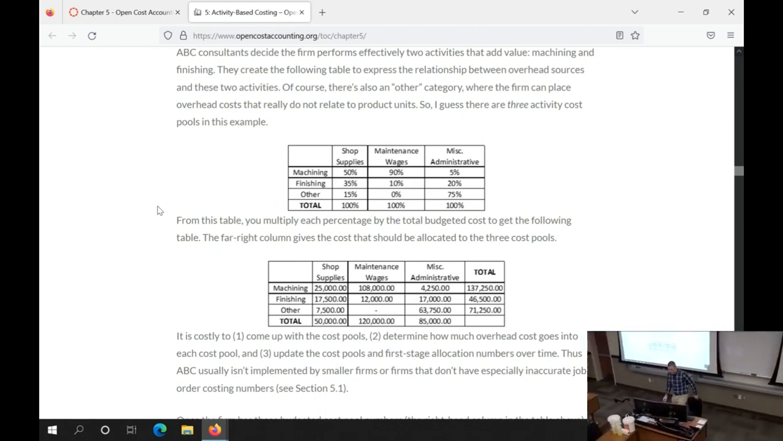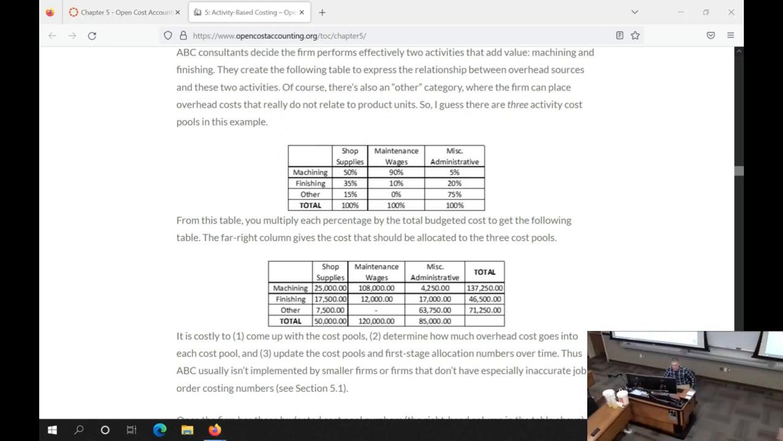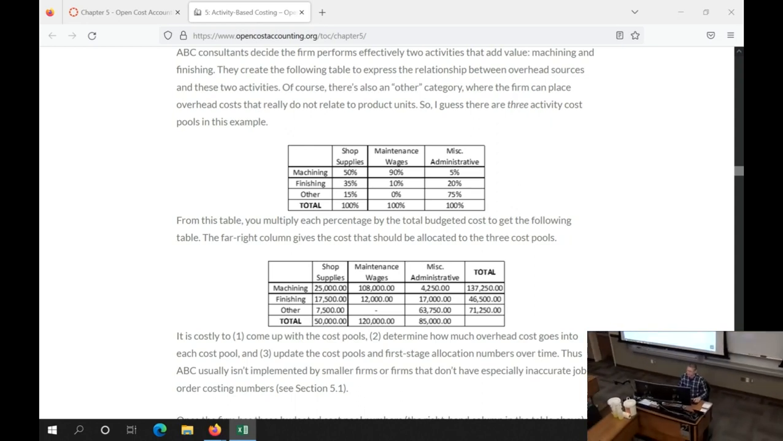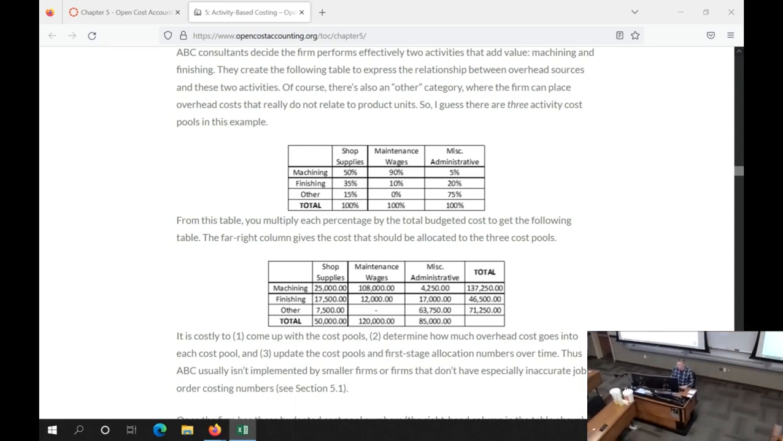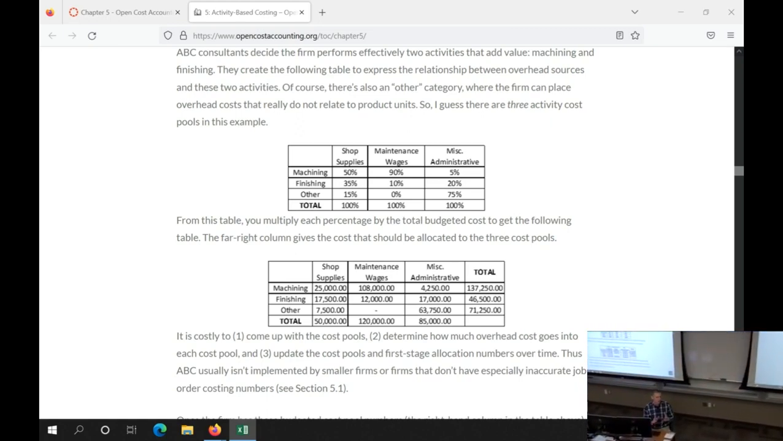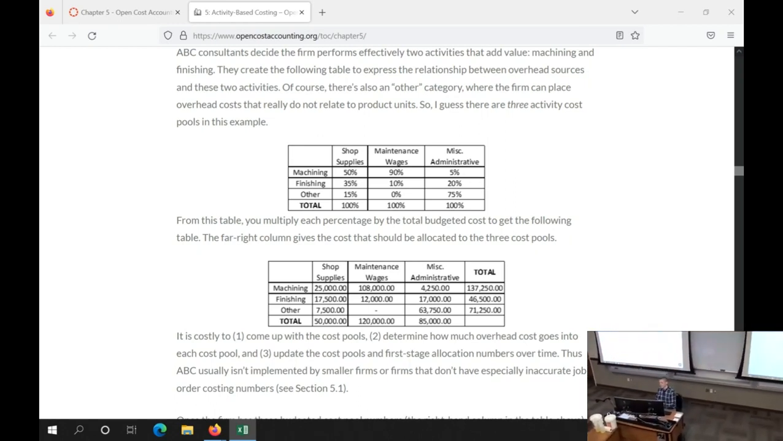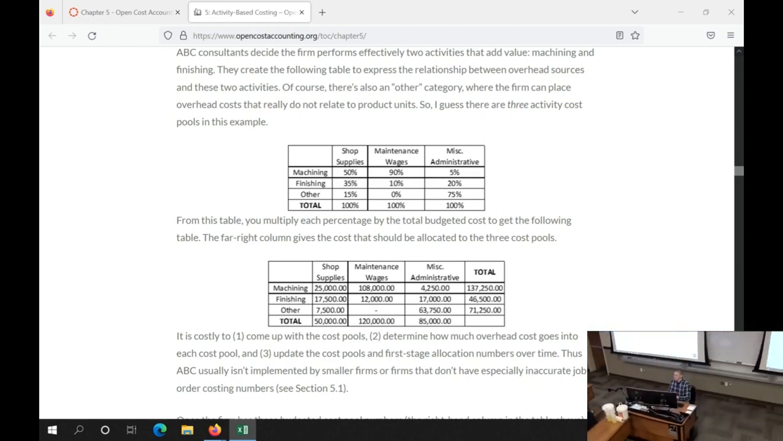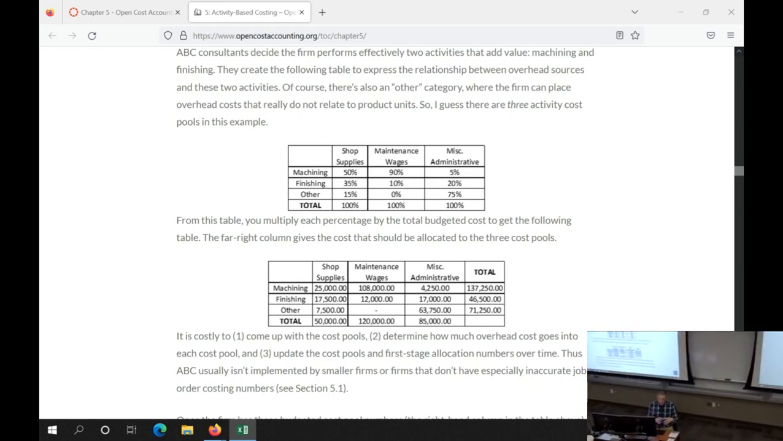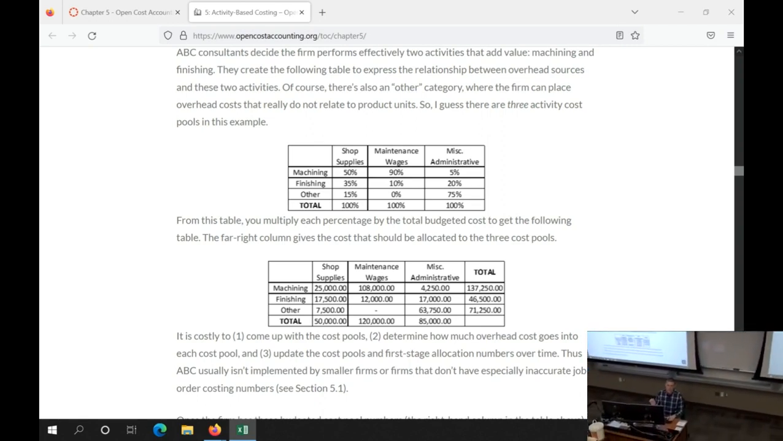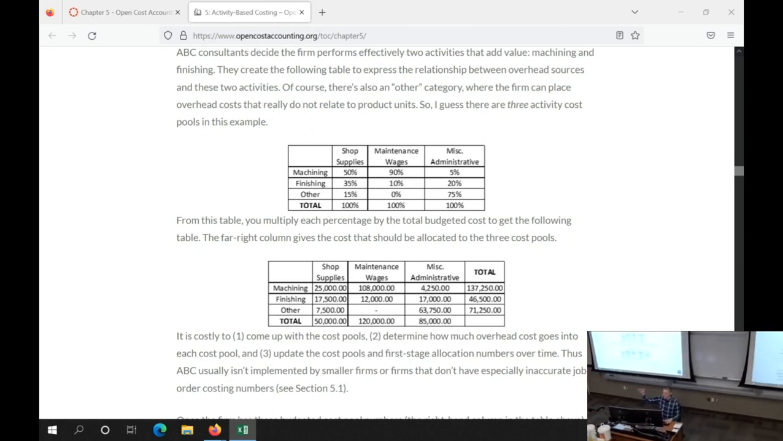I want to build this in Excel. It does it through what I call the percentage weight table, or the percentage table. So here, I'm going to copy this over. Machining, finishing, and other. So we have done some sort of cost study and decided that in our firm, we do two activities. We do machining and we do finishing. Across however many departments we have, within each department, we do at least these two activities. And we might do some other activities, but we're going to leave that alone for now. On the general ledger, we have overhead cost categories of shop supplies and maintenance wages.